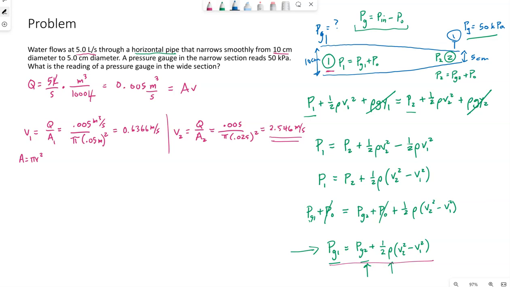Okay, now that we have the speeds, we're going to solve our equation for pressure. So our gauge pressure 2, they told us is 50 kilopascals. We will want that in pascals, so I'll put 10 to the third for pascals, plus 1/2 the density of water, which comes off of that big table in the test notes as well. It's 1,000 kilograms per cubic meter. We now have our speeds, so 2.546 squared minus 0.6366 squared.